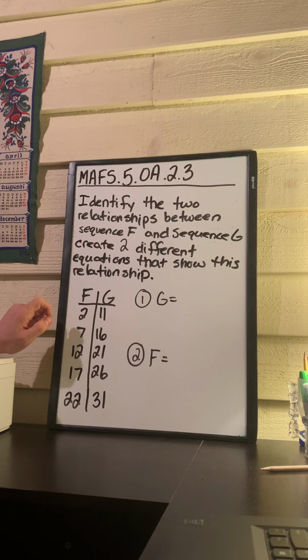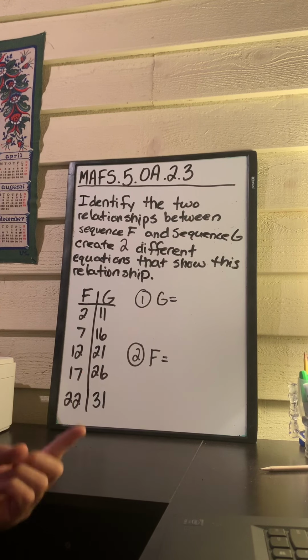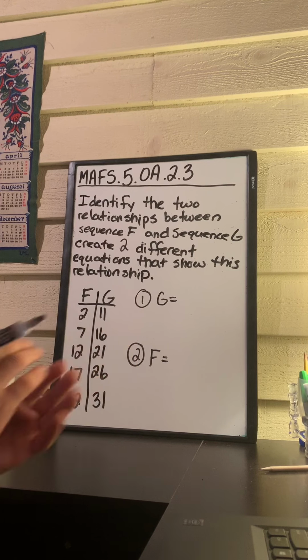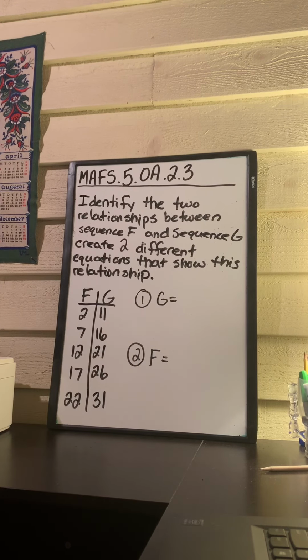Now, I'm looking at 2 to get to 11. There's nothing I can multiply 2 by to get to 11. Please realize that there are 4 operations. You have add, subtract, multiply, and divide. So we need to look at all 4 of those to find our relationship. So I'm going to look. It's getting bigger, so I'm going to try addition. If I do 2 plus 9, I get 11.